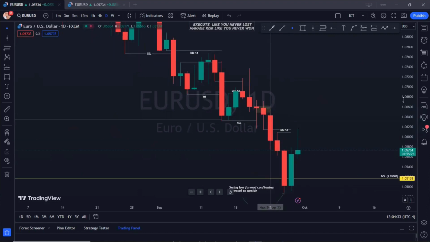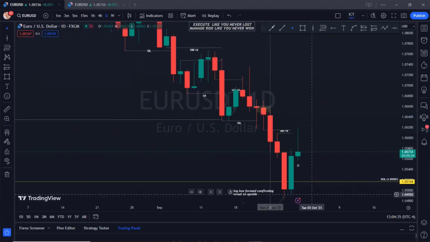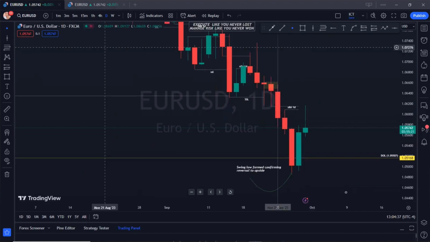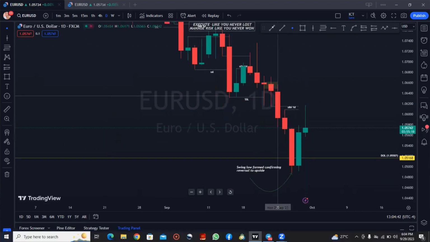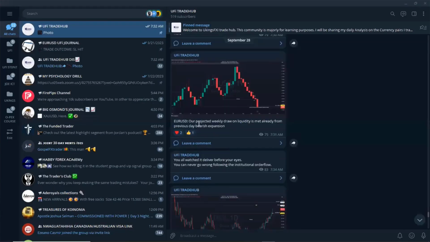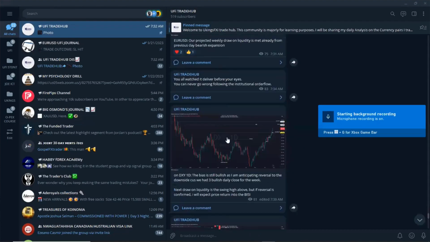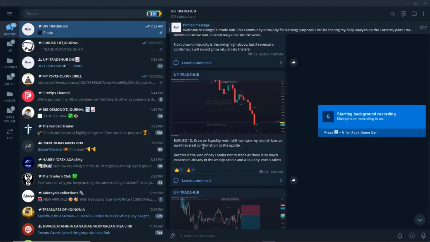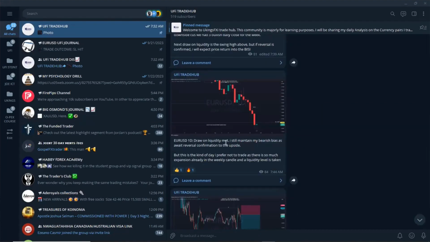Because sometimes you may think it is going to reverse, it will continue. So I don't want to miss anything. That's why I executed regardless. Because I mentioned it, let me show you guys on the Telegram channel. This is on Thursday. Okay, drawn liquidity met. I still maintain my bearish bias as I wait for reversal confirmation to the upside.